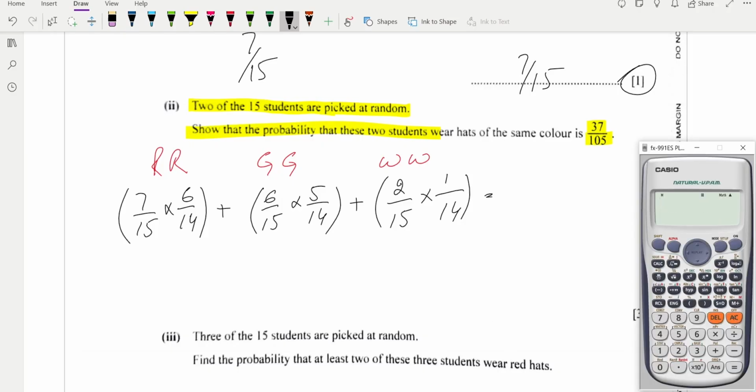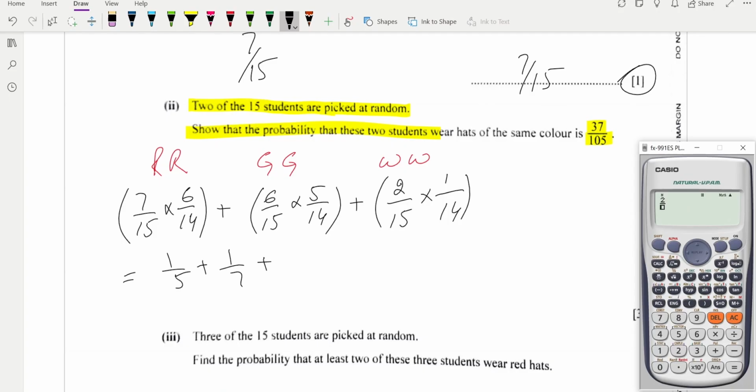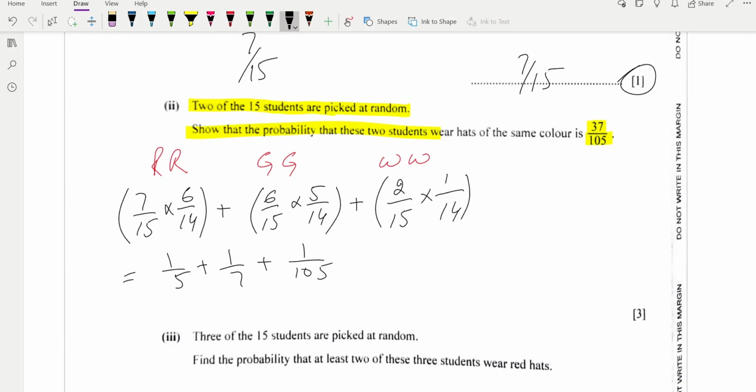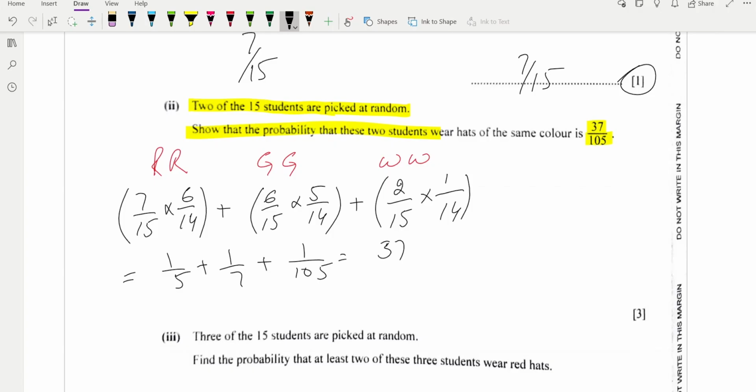And if we calculate these probabilities, I will be writing over here after calculation. So it is 7 over 15 multiplied by 6 over 14, and this is equal to 1 by 5. So 1 by 5 plus the second one. Second one is 6 out of 15 multiplied by 5 out of 14, and this is equal to 1 by 7. Plus the third one is 2 out of 15 multiplied by 1 out of 14, and this is equal to 1 over 105. We have to add all these probabilities. 1 over 5 plus 1 over 7 plus 1 over 105 is equal to 37 over 105, which was the required answer. This is what we were supposed to prove, which we have done.